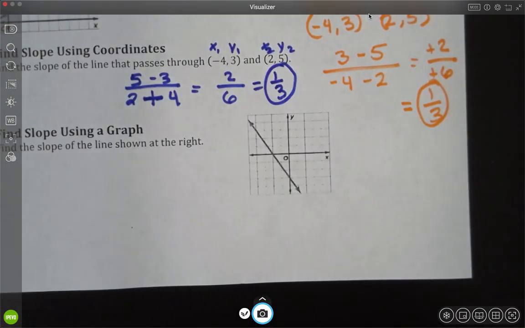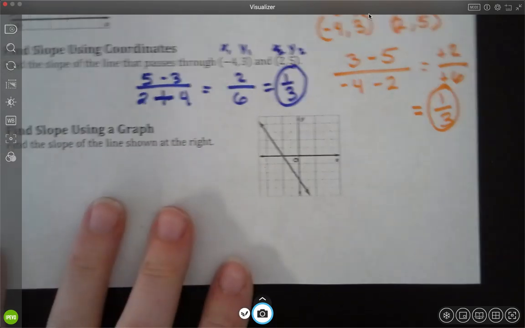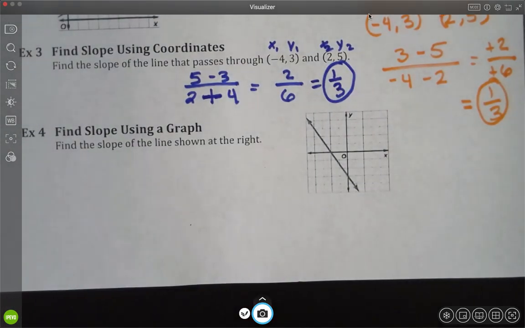Example 4. Find the slope of the line shown at the right. Okay, let's do some brainstorming. Let's figure out how we can find that slope. Pick 2 points on the line.